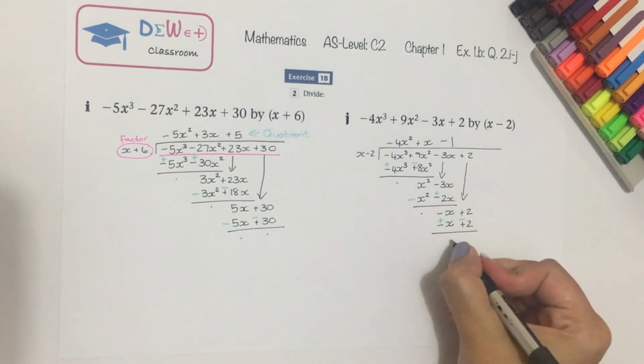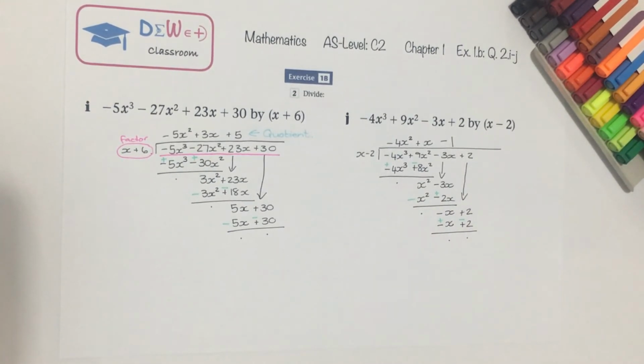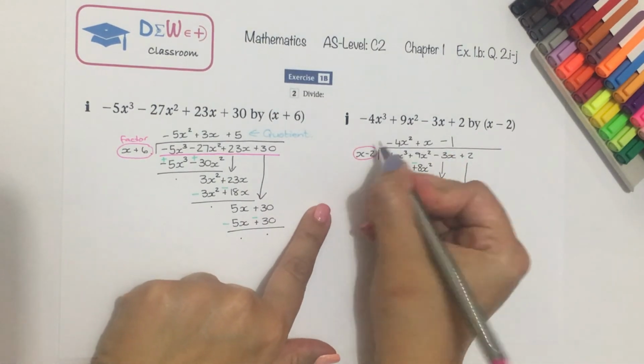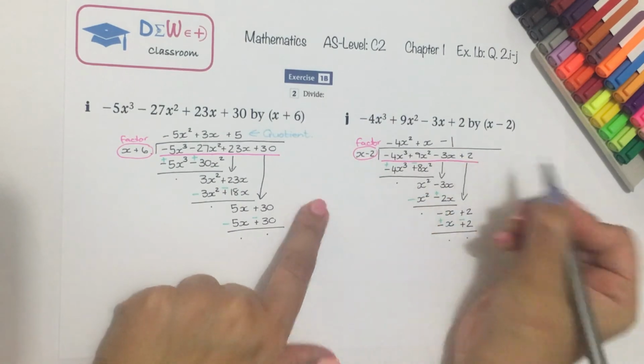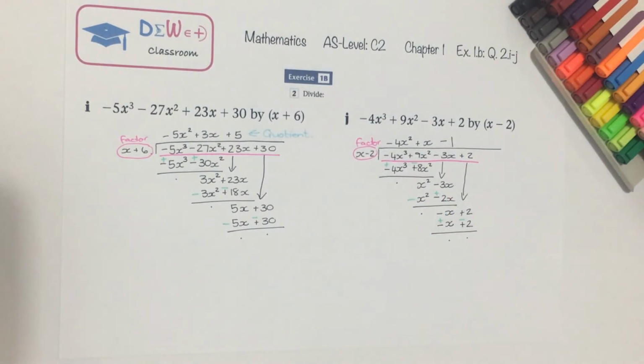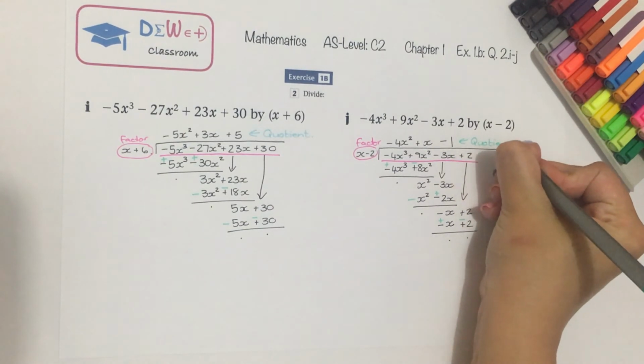And minus x plus x is 0. Plus 2 minus 2 is also 0. So we've got a beautiful factor here. X minus 2 is a factor of that polynomial, and this is our answer, also known as the quotient.